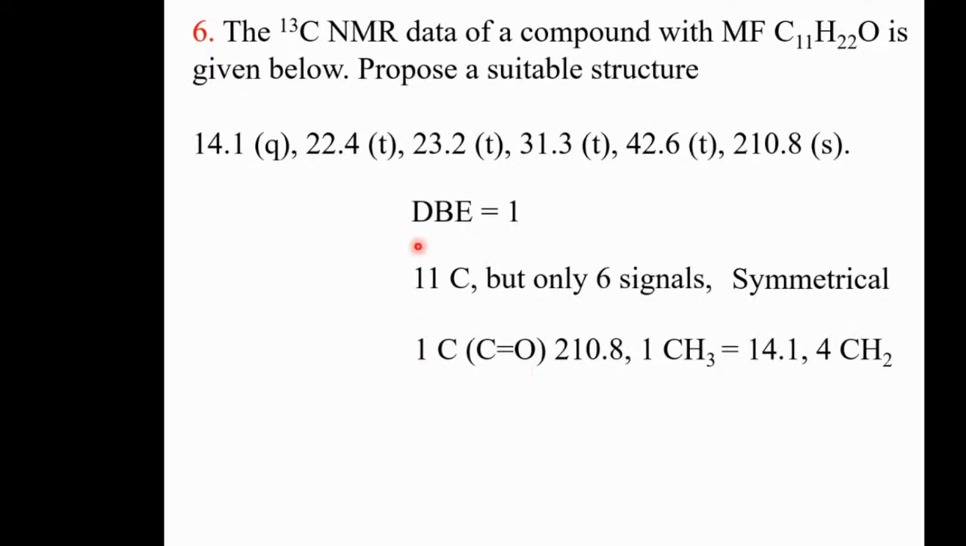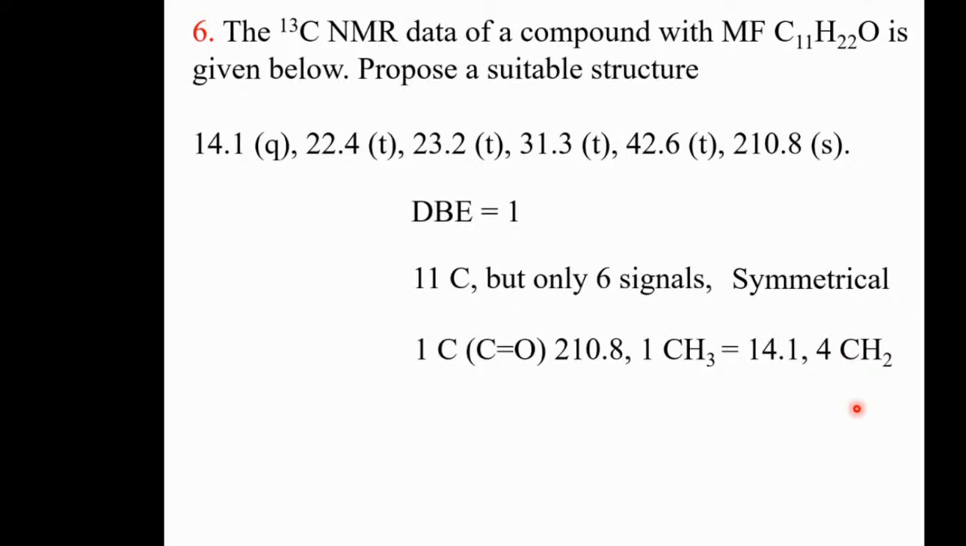And now, the chemical shifts are provided. There is a peak at 210.8, which is certainly due to a carbonyl group. So there is one carbonyl carbon at 210.8, and there is a highly shielded signal at 14.1. Quartet means there are three protons attached to that. Triplet means two protons attached. Doublet means one proton attached, and singlet means zero protons attached. And so you have one methyl group appearing at 14.1, and then the others are methylenes.